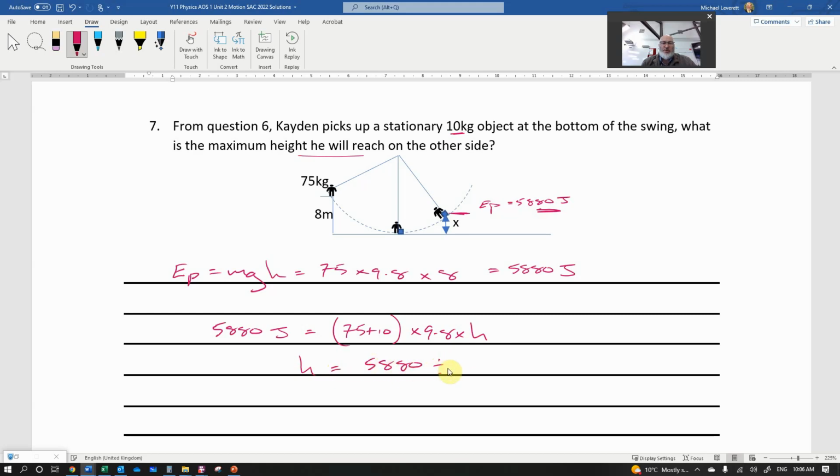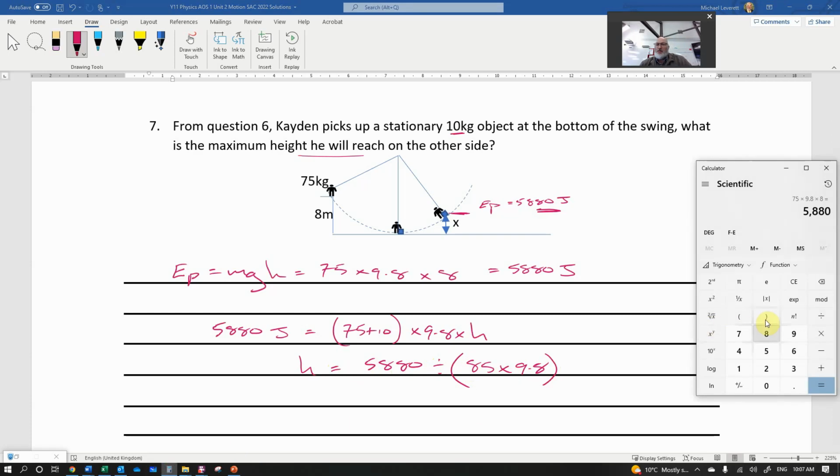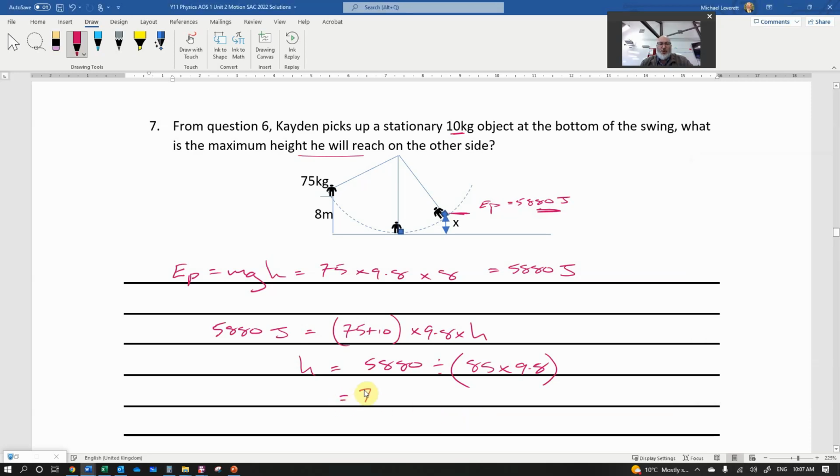So height equals 5,880 divided by 85 by 9.8. And the calculator again. So 5,880 divided by 85 by 9.8. Close the brackets. And that's 7.058 or 7.06. Let's call it 7.1 metres. So not quite as high as originally.